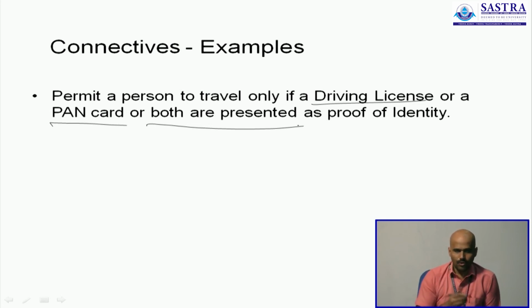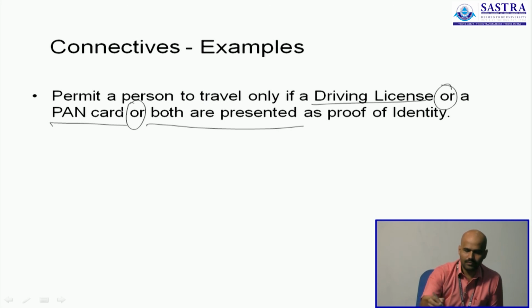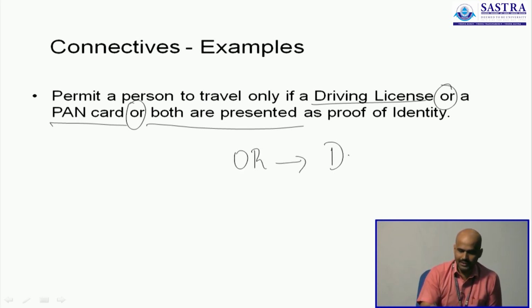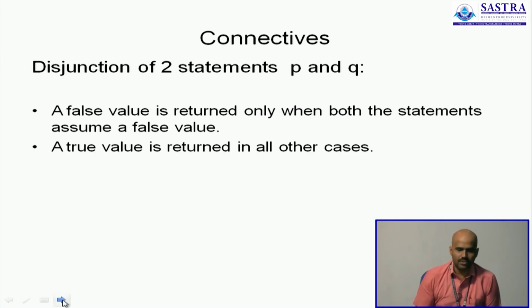Now here you can understand how it is different from the previous example. There you needed both to happen necessarily. Here both need not happen necessarily. There is an or here. The or talks about the next connective and we call it a disjunction. We'll look at the formal definition in the next slide.